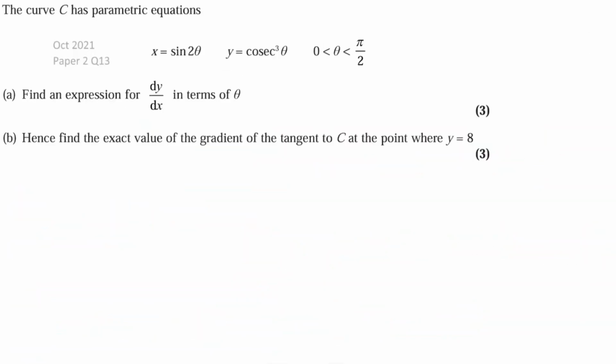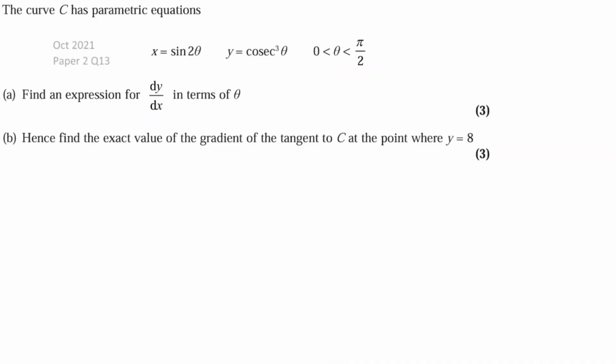Okay, so now let's go through some past exam questions. For this one here, we're told about a curve C that has the parametric equations x is equal to sin 2 theta and y is equal to cosec cubed theta, and theta is between 0 and pi over 2. And for part A, we need to find an expression for dy over dx in terms of theta.